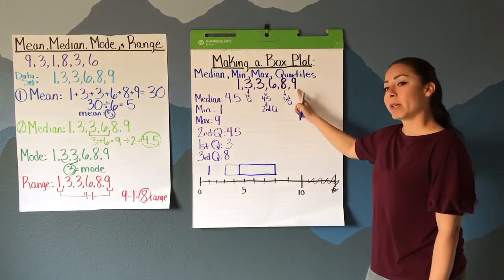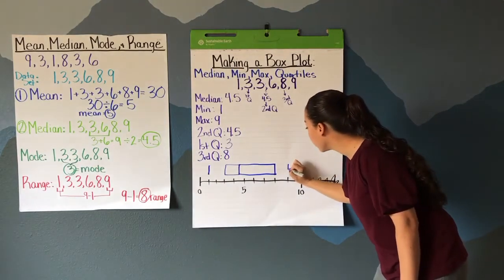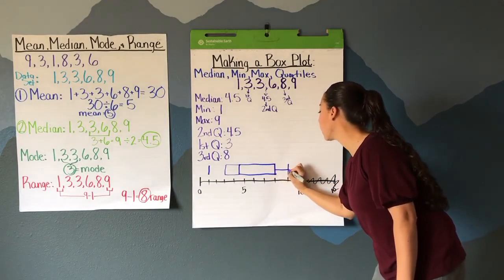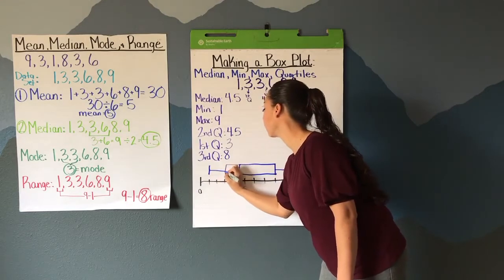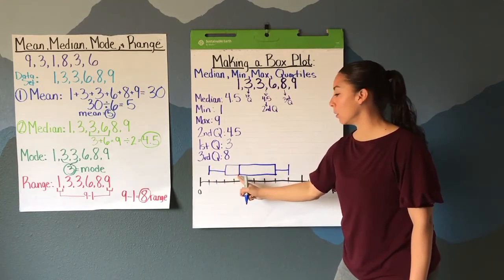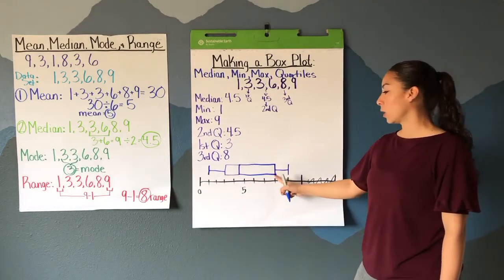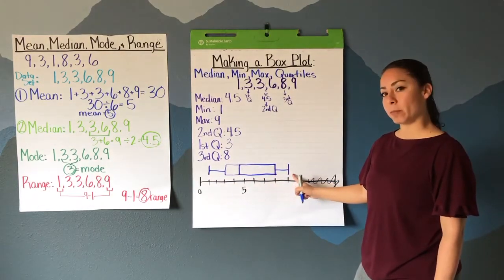Now our maximum is the last part of our box plot, so I'm going to find 9 and put a line there, and then I'm just going to connect the minimum, first quartile, second quartile, which is also your median, third quartile, and your maximum.